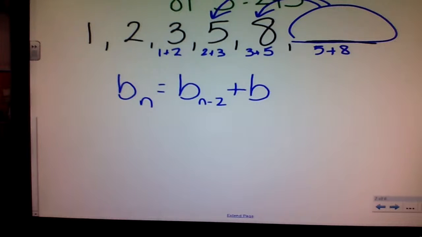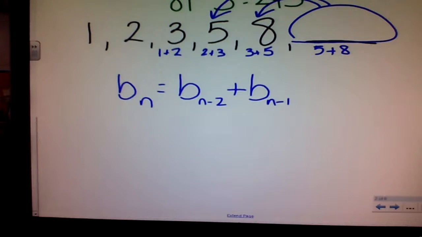Okay, so all this n minus 2 and n minus 1 tells you is how many spaces you have to work backwards and use that number to move forward. Does that make sense? So if I needed to go 7 spaces back, it's B sub n minus 7. But you will never have to go 7 spaces back. The farthest you're going to have to go is 2.